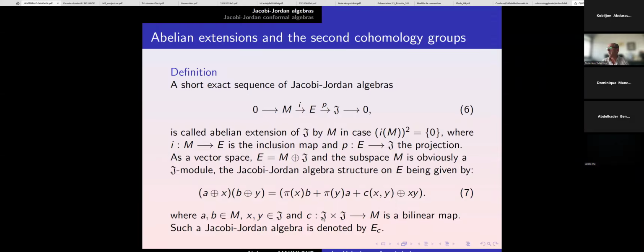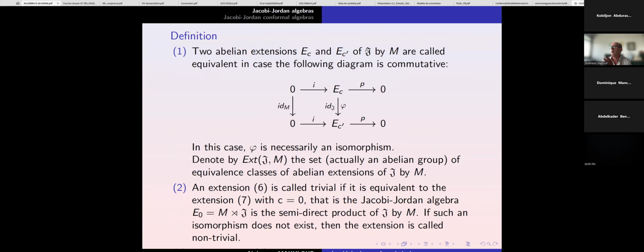Then the Jacobi-Jordan algebra structure on this E is defined in this way, where C is a bilinear map. Then this Jacobi-Jordan algebra we denote by EC because it depends strongly on this C. Okay, then the equivalence between the two abelian extensions is given by the commutativity of this diagram. Here, of course, this phi is necessarily an isomorphism. And we are going to denote later by X of GM the set, which is actually an abelian group, of equivalence classes of abelian extensions of G by M.